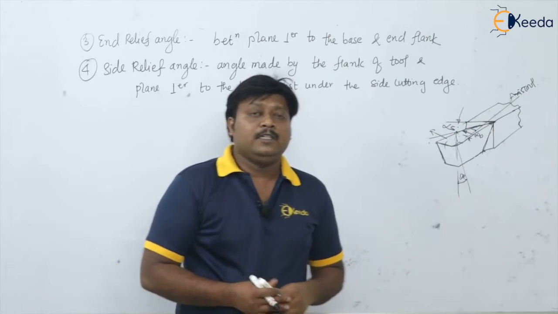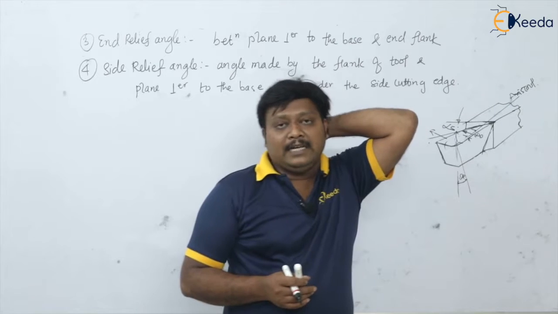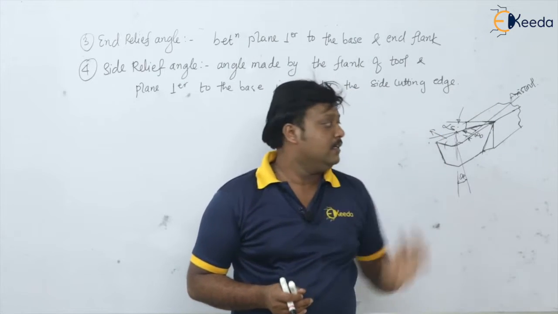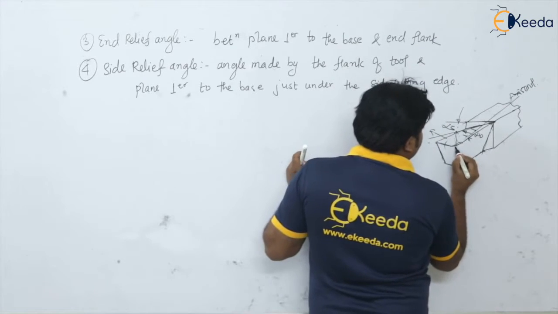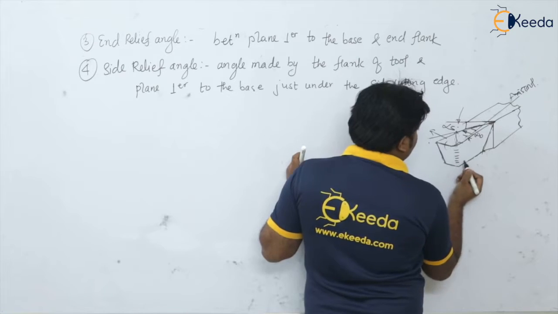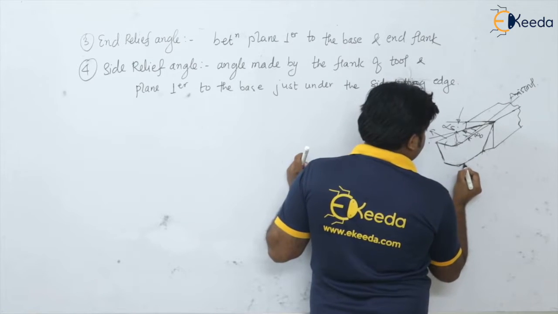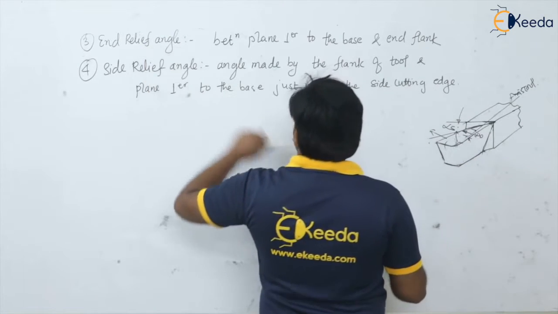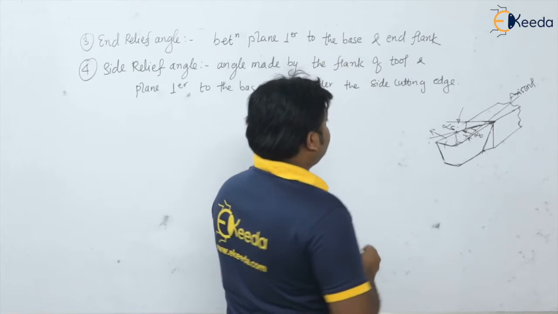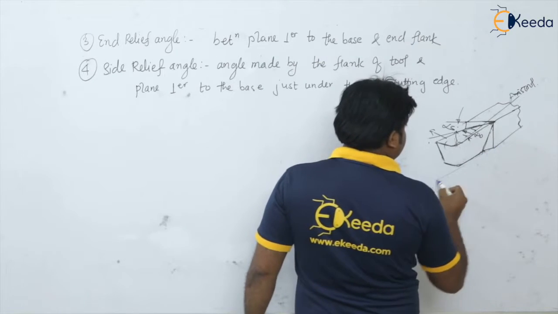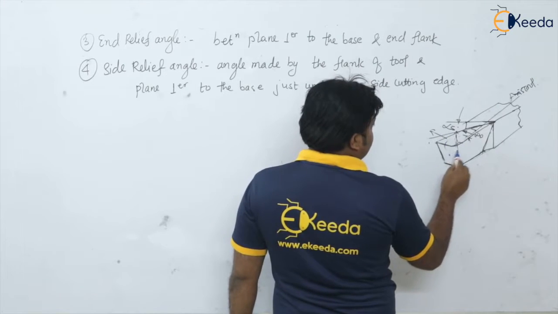Okay, so the next angles that we are going to see are the relief angles. Okay, so we have the end relief angle and side relief angle. So let us see here where it is. So this is our nose radius or nose. This is the nose. Now see here, I will show you first the end relief angle. See, end relief angle is what? It is the angle between the plane perpendicular to the base. So this is the base, this is the plane perpendicular to the base, and this is the end flank, isn't it?